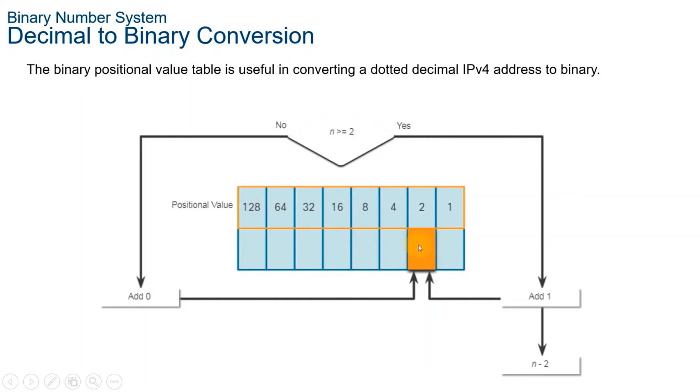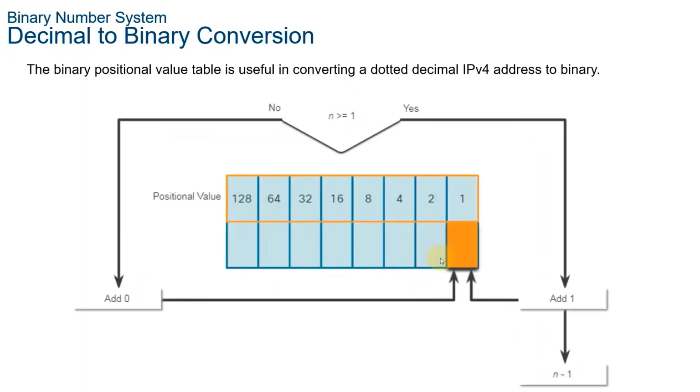If the decimal number of the octet n is equal to or greater than the next most significant bit, which in this case is 2, if no, then enter 0 in the 2 positional value. Else if yes, add binary 1 in the 2 positional value and subtract 2 from the decimal number.